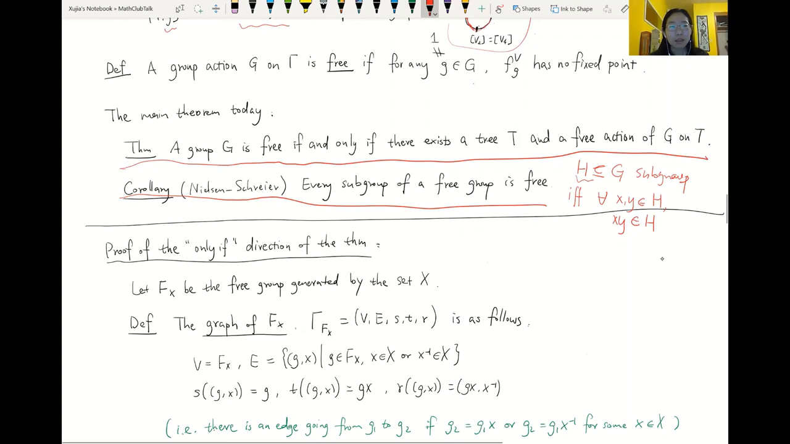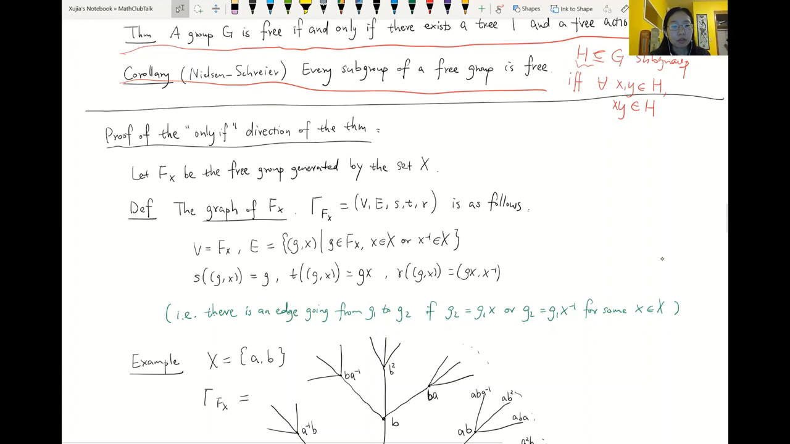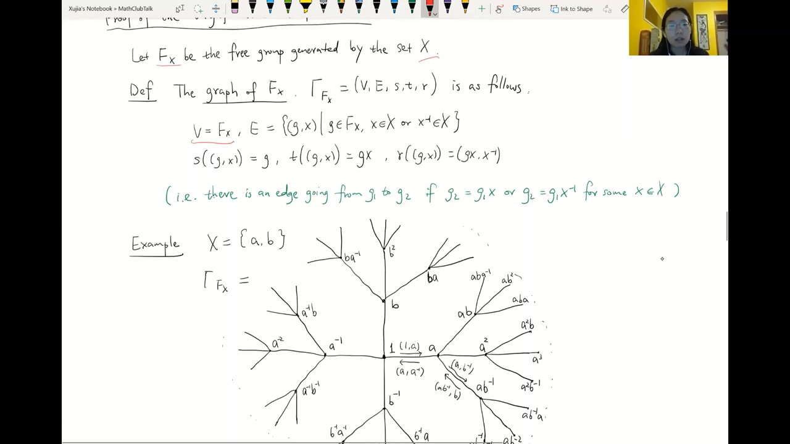Let's prove the only if direction of the theorem, which says if a group is free, then it acts freely on some tree. To prove this, okay, let's take F(X) to be a free group. It's a free group generated by some set X. We define the graph of this group F(X) to be the following thing, denoted by Gamma F(X). So the vertex set is just F(X). And the set of edges consists of pairs. The first element is an element in this group F(X). The second element is either an element in this set of generators X, or it's the inverse of some element in X.